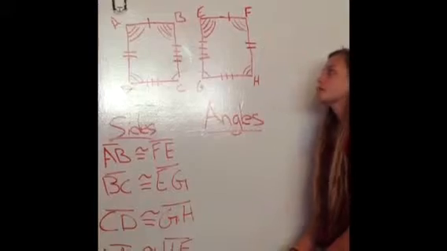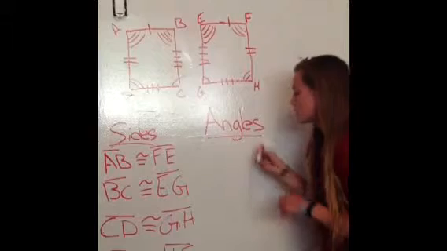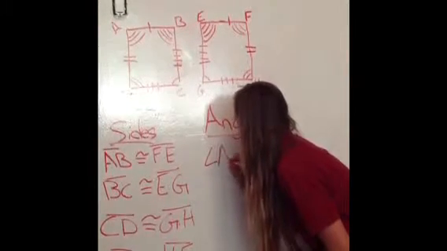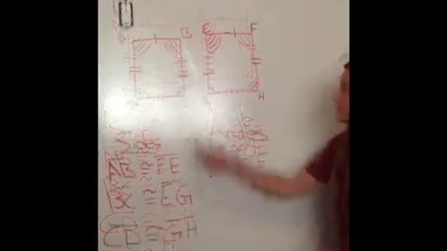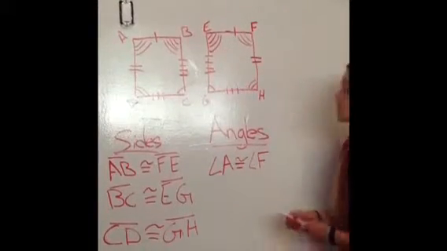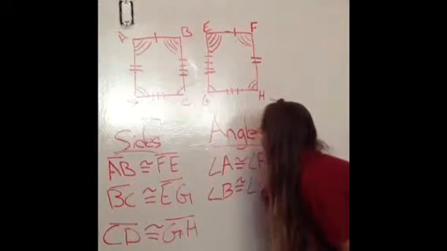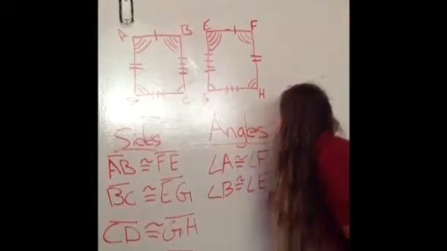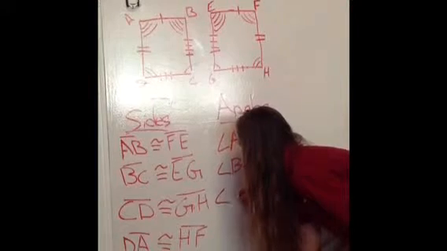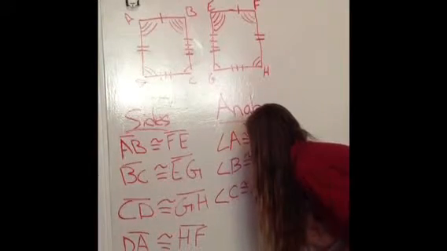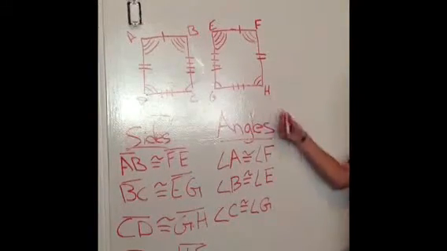Now I will show you the congruent angles. Angle A is congruent to angle F. Angle B is congruent to angle E. Angle C is congruent to angle G. And angle D is congruent to angle H.